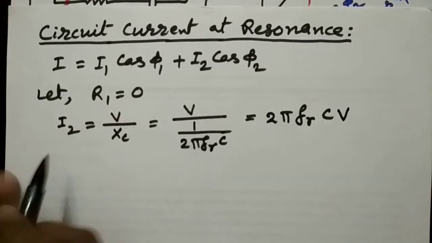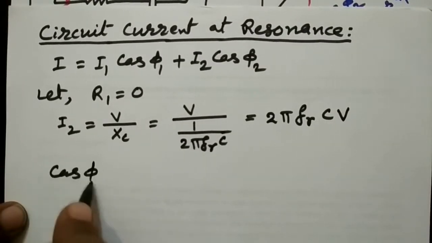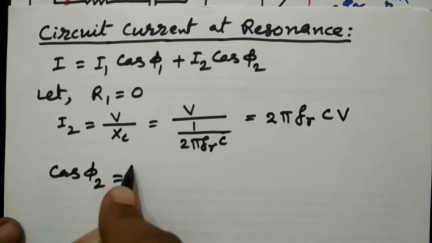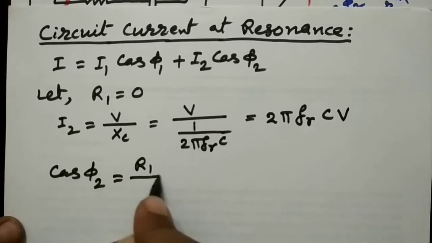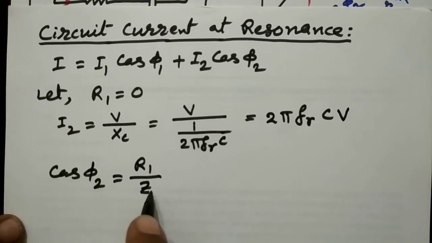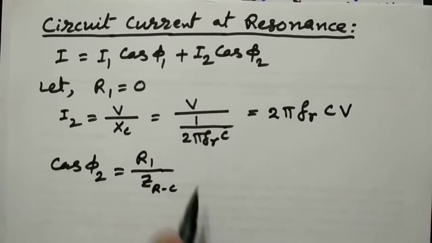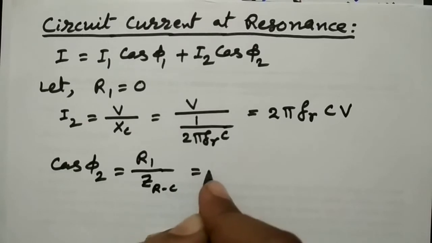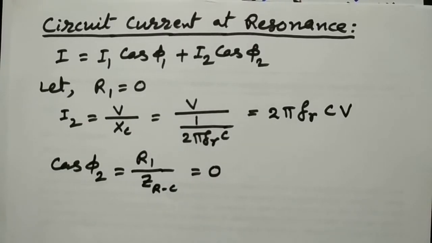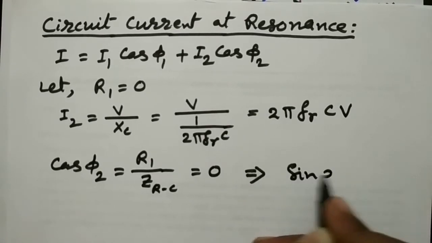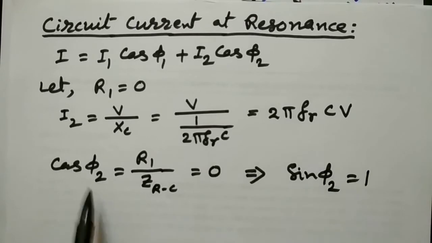Now the power factor of the capacitive branch, cos phi 2, is the resistance of the capacitive branch upon the impedance of the capacitive branch, Z of RC. And as R1 is equal to 0, cos phi 2 will be equal to 0. Cos phi 2 being 0 means phi 2 will be 90 degrees, so sin phi 2 will be equal to 1.